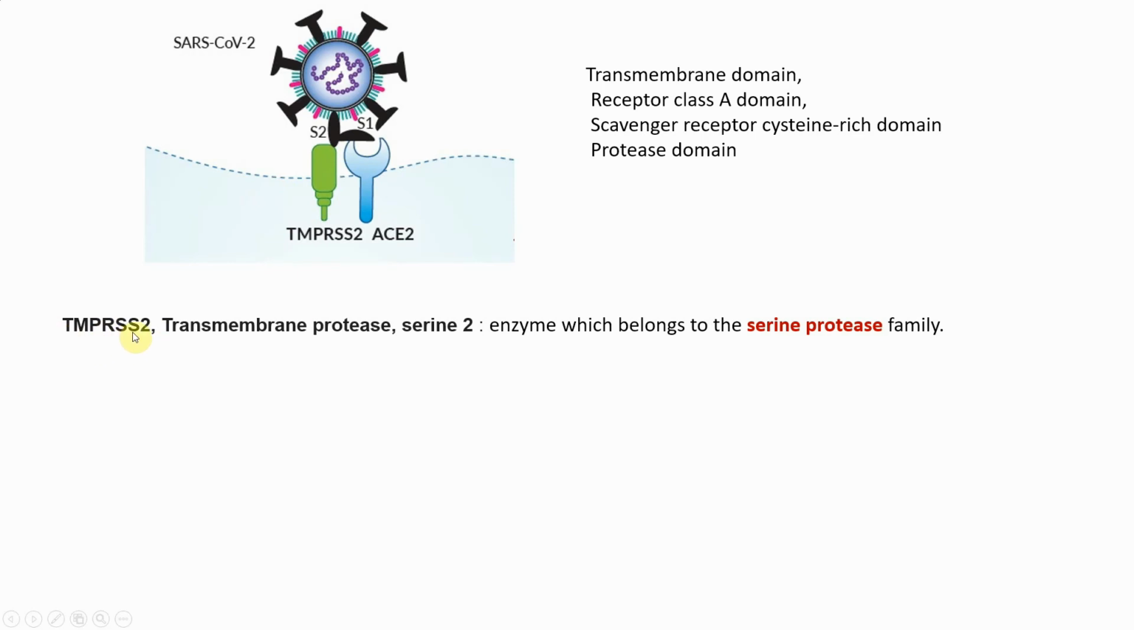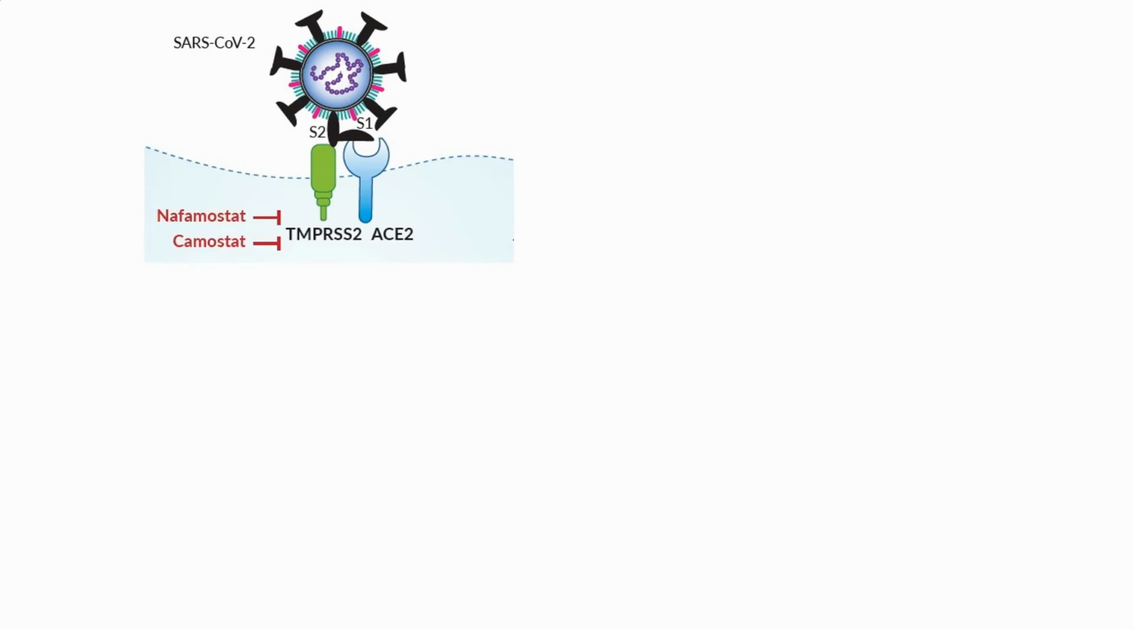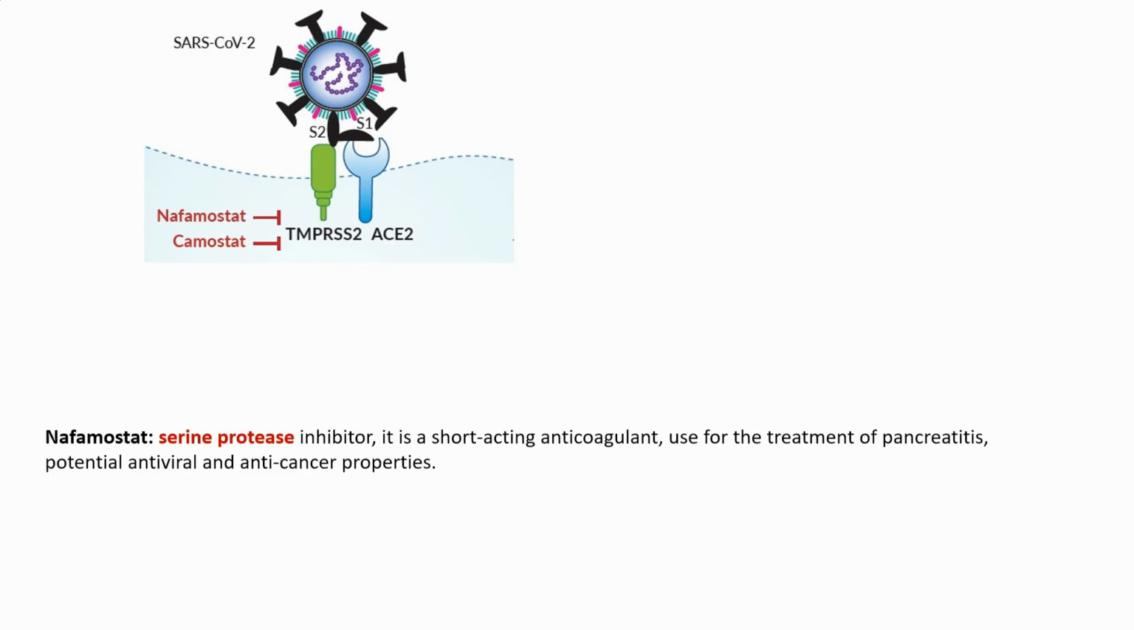TMPRSS2, or transmembrane protease serine 2, is an enzyme which belongs to the serine protease family, as I mentioned. SARS-CoV-2 is activated by TMPRSS2. It primes the viral spike protein to allow viral entry into the target cell. For the prevention and inhibition of TMPRSS2, mainly we can use two types of medicine: nafamostat and camostat.